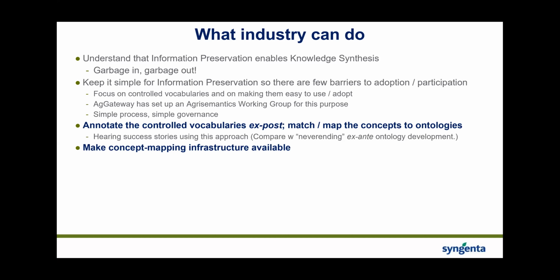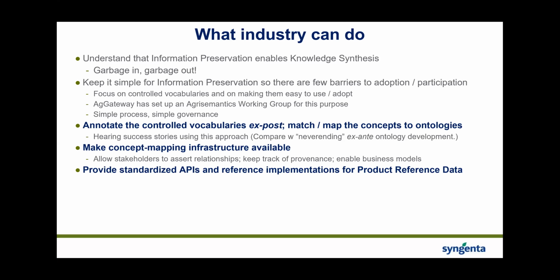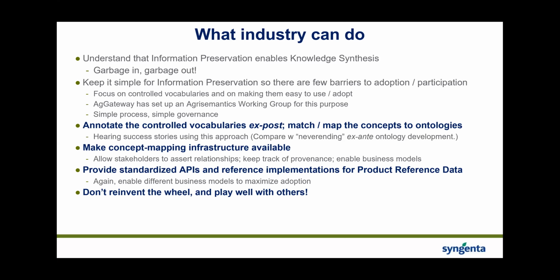Make concept mapping infrastructure available, allow stakeholders to assert relationships, provide standardized APIs and reference implementations for product reference data, enabling different business models to maximize adoption, and most important, don't reinvent the wheel, play well with others. Things like the agronomy ontology, AgriVoc, and establish partnerships with all those of you who have already been doing very valuable things in this space.